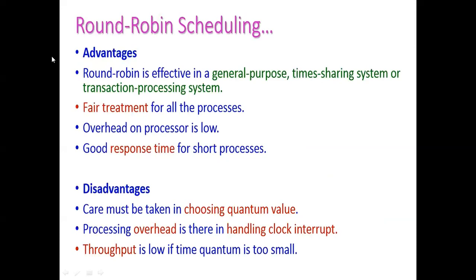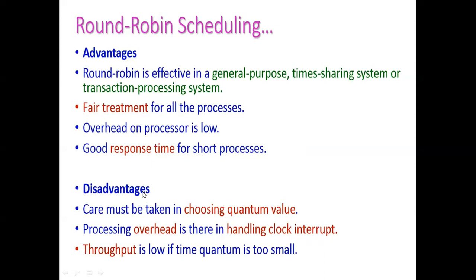Next, we'll discuss the advantages and disadvantages of the round robin scheduling algorithm. Round robin is effective in a general purpose time sharing system or transaction processing system. Each and every process will be treated equally, so there will be fair treatment for all the processes. The overhead on the processor is very low, and RR scheduling also provides a good response time for short processes. These are the advantages of the round robin scheduling algorithm.